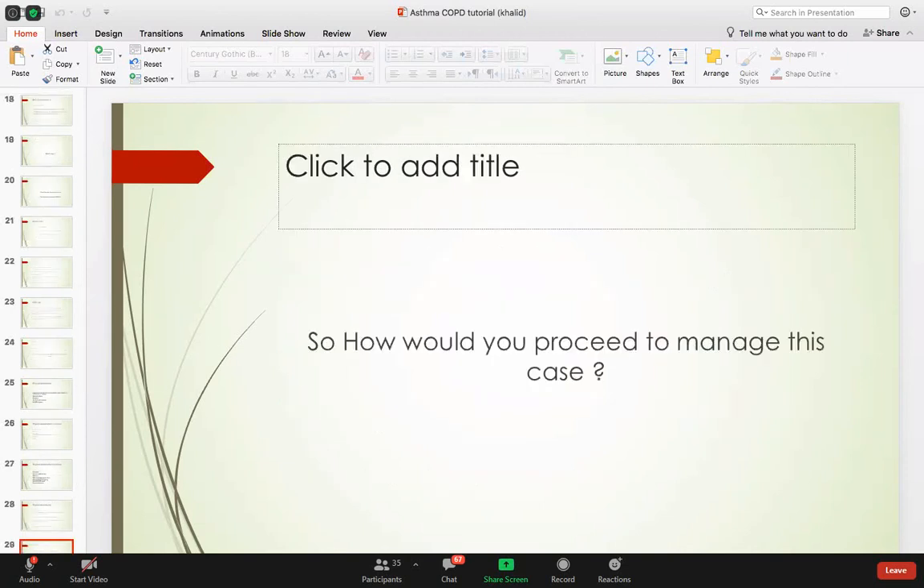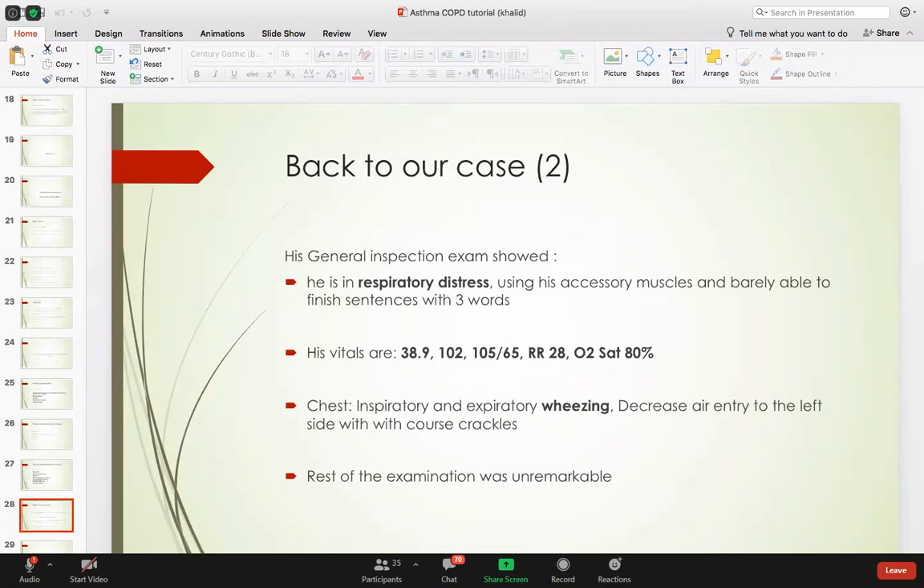So how would you proceed to manage this case? ABC, absolutely. And there are a lot of red flags in the physical examination. We're talking about respiratory distress, using accessory muscles, unable to finish 3 words, and all his vitals are abnormal. Those are red flags for you to push for ABC.